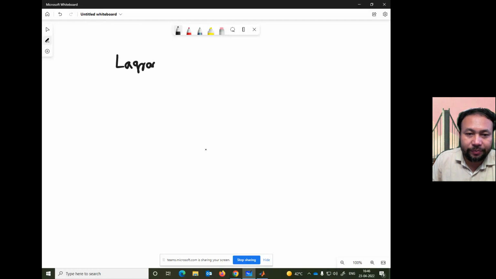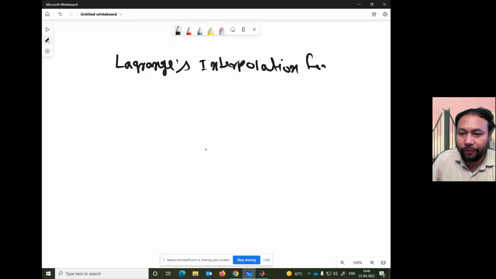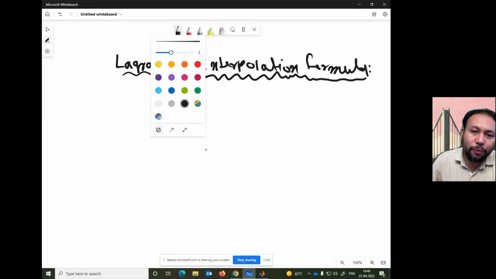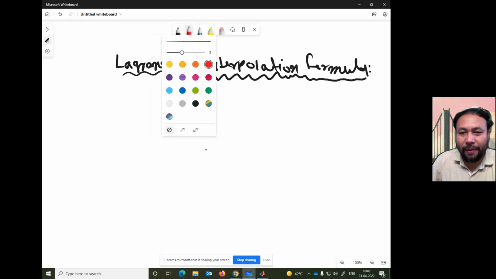Lagrange's interpolation formula. Lagrange's interpolation formula we have. Now, if I talk about the Lagrange's interpolation formula, various types of questions may arise here regarding the Lagrange's interpolation formula.